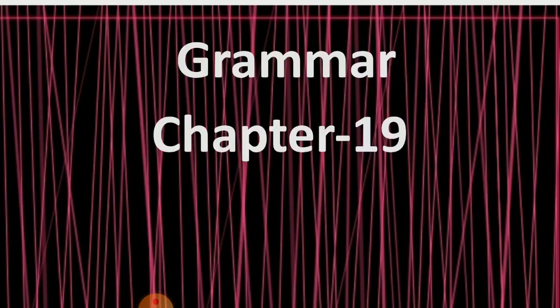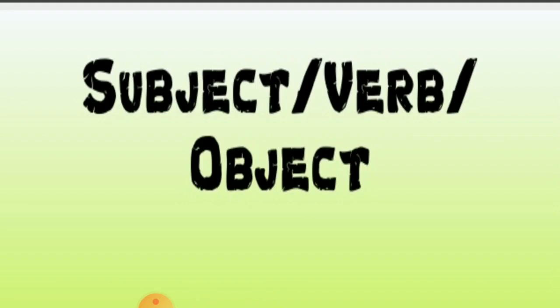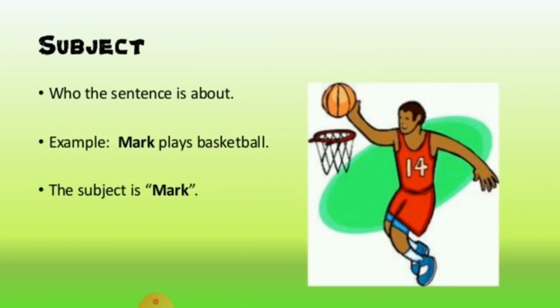Today we will study Grammar Chapter 19, Active and Passive Voice. Now before starting active and passive voice, let's study about subject, verb, object because they are an important part of active and passive voice. Today, we will learn about the parts of a sentence, the subject, verb and object.